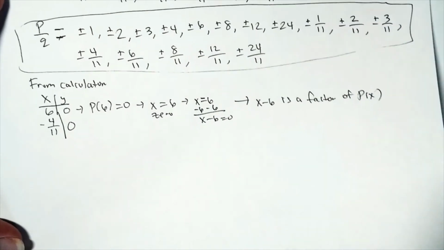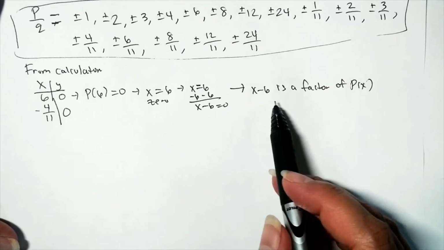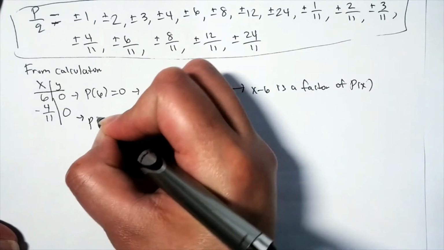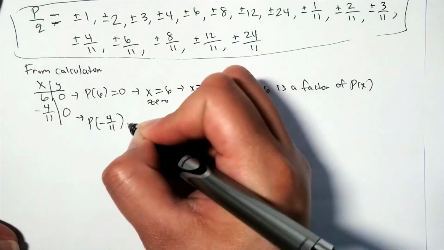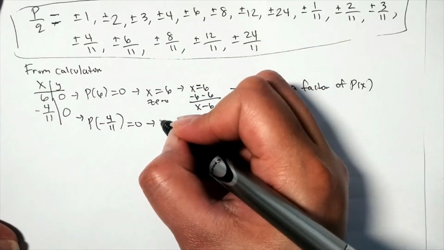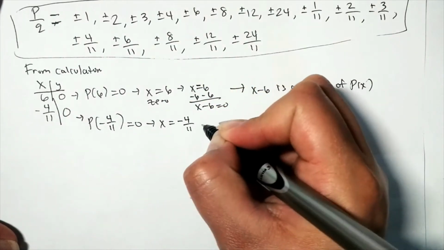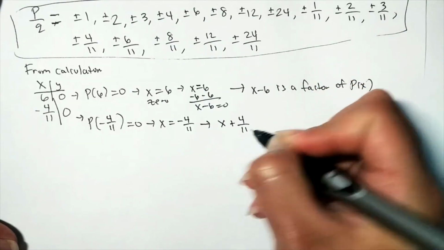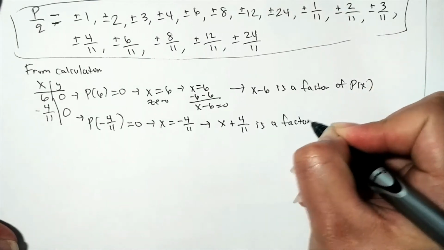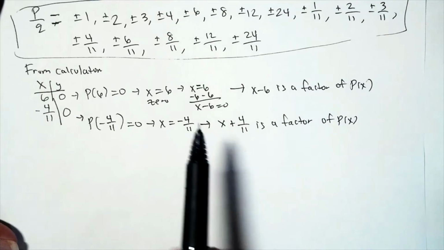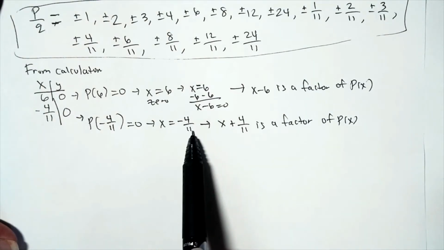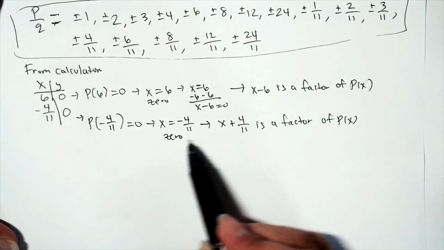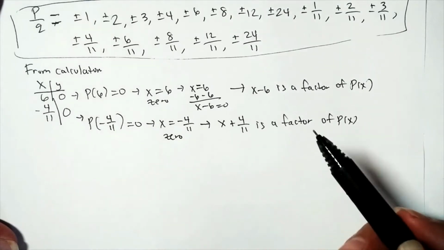So what are we going to do? We're going to take the polynomial and divide by x minus 6. What else do we have? We have another zero. We have p, the function evaluated at -4/11, is 0. So we're going to tell the world that -4/11 is a zero. Now, if -4/11 is a zero, then x plus 4/11 is a factor of the polynomial. I'm running out of space. We'll add 4/11 to both sides, and that's going to give us x plus 4/11 equals 0. You just have to trust me on it.